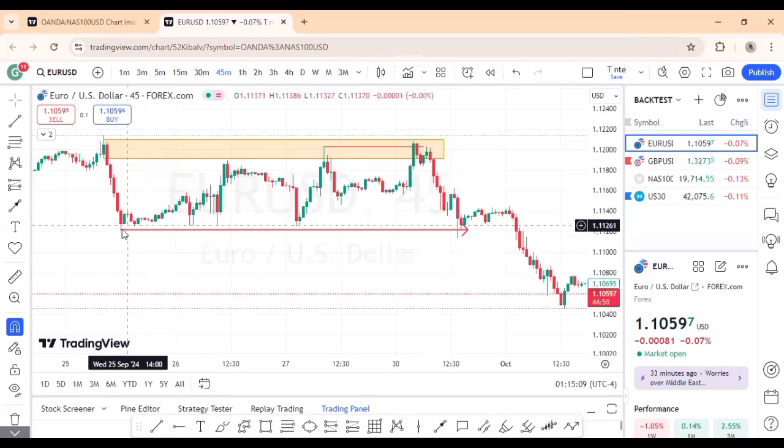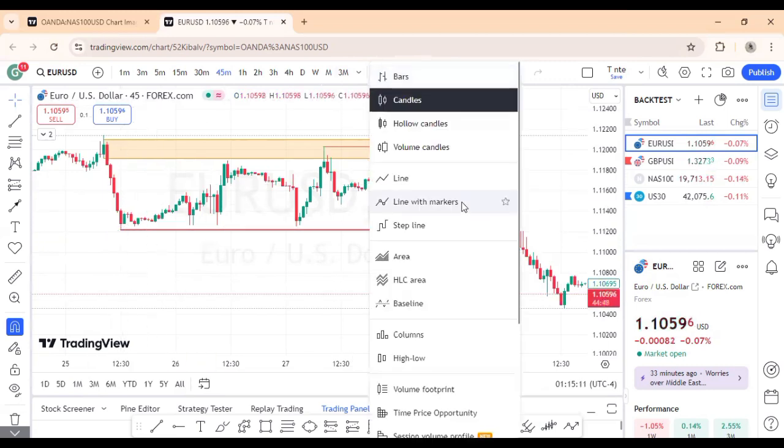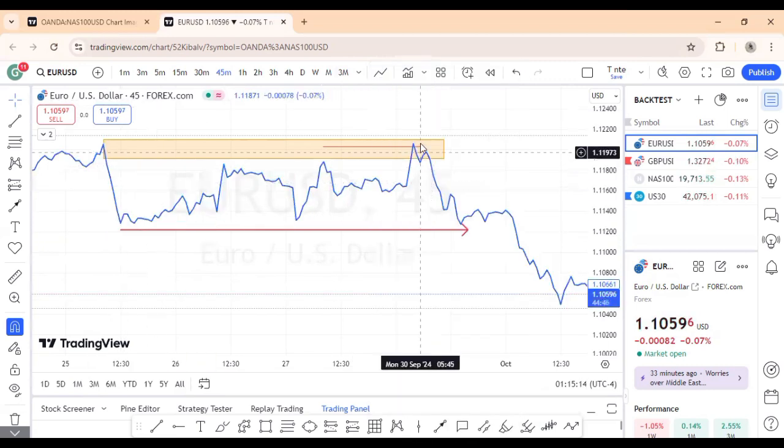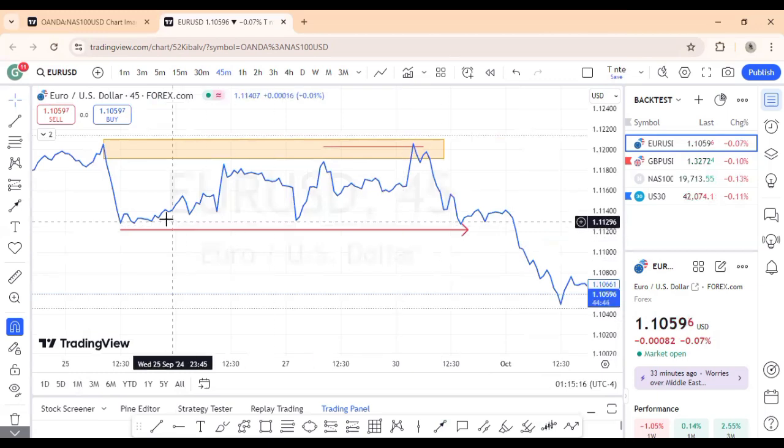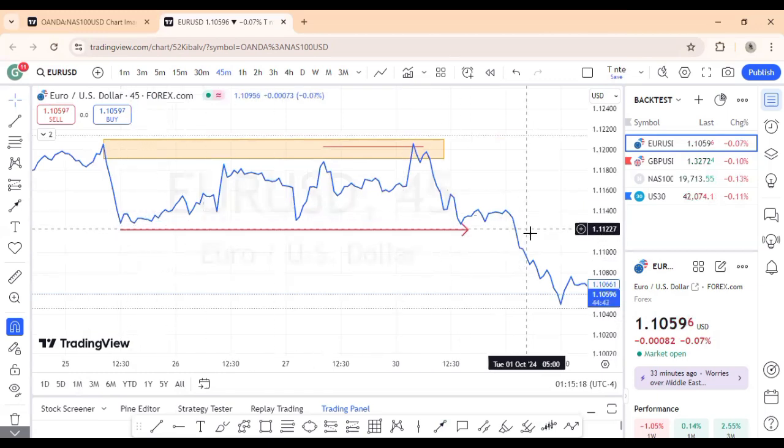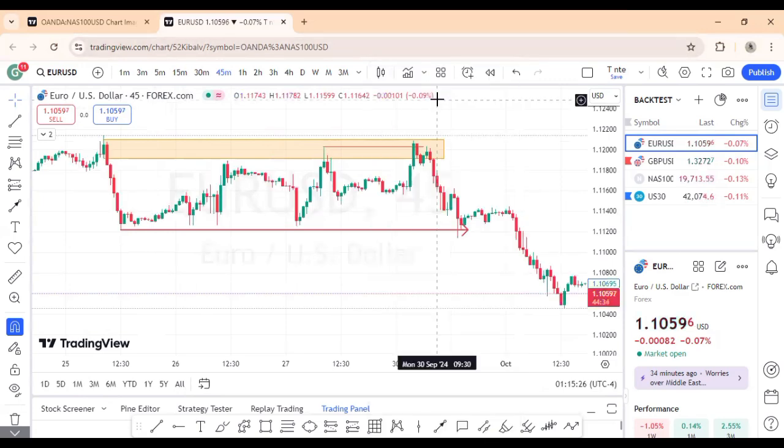If you're not really sure from the candles, you can just switch to a line chart to confirm if price has actually closed below. You can see how price closed below that low here. Somewhere around there, price closed below it, and it's been dropping ever since. So this is an example of what we call a protected higher low. Very simple example of it.